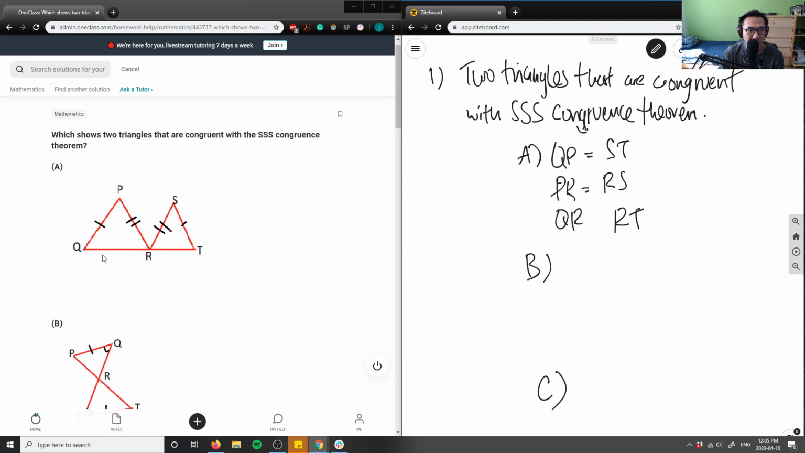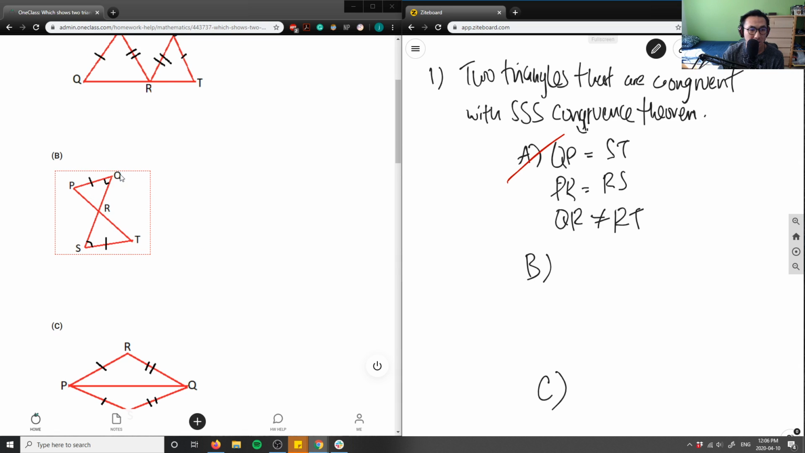And if I deduce this visually, I can see that QR is much bigger than RT, which means that this does not follow the SSS congruence theorem, because all three sides are not the same. So in this case, A is not our correct answer. So this is incorrect. So let's look at B.